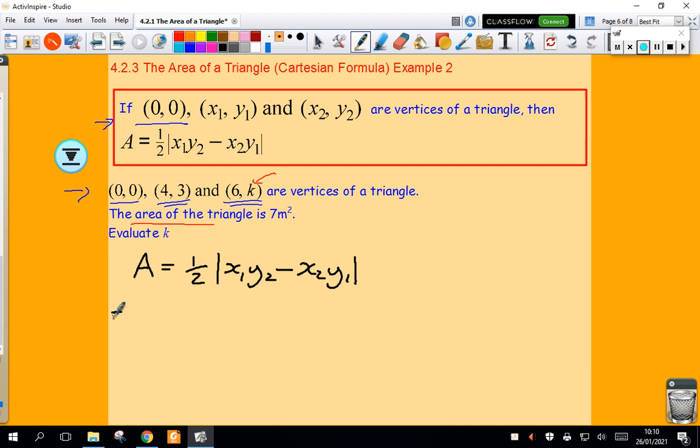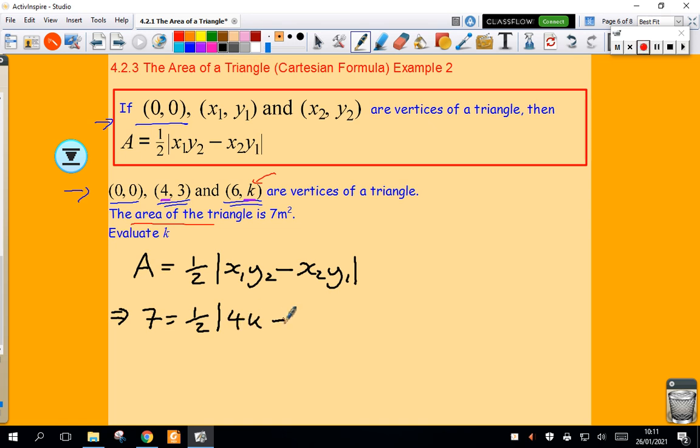In this example, the area is given, so actually you can fill 7 straight in here on the left. I've got 7 is equal to 1/2 of. And then the other 2 points, remember the other 2 points, 0, 0 actually doesn't go into the formula. It's the other 2 points, 4, 3 and 6, k. So the first x coordinate by the second y coordinate. So 4 by k. So that's 4k.